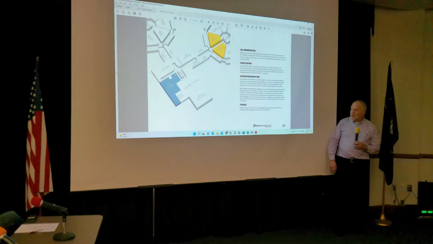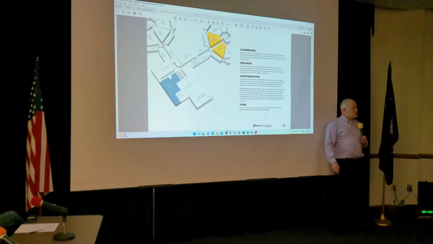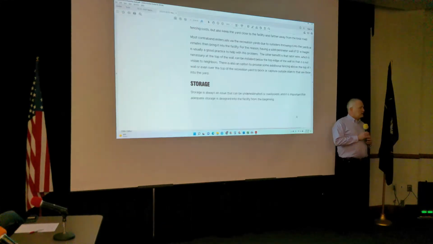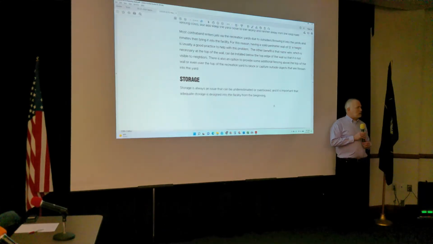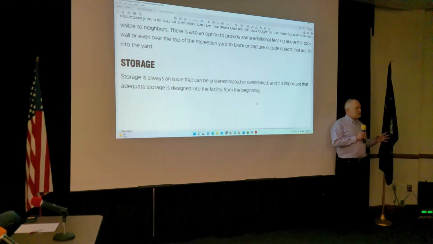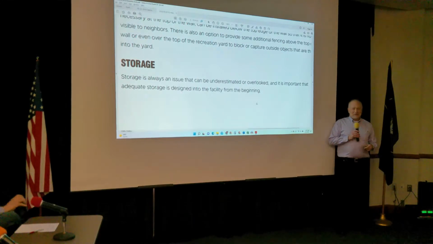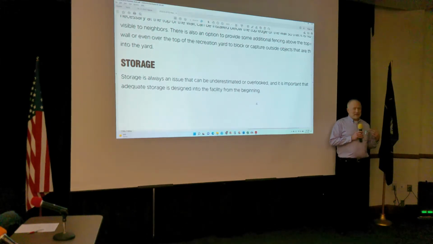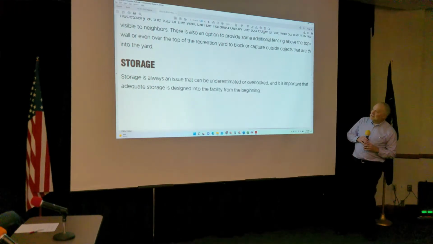So finally, storage is the thing in these types of projects that always gets underestimated. And whenever there's a budget crunch, the storage rooms get smaller. I think Sheriff Carpenter and Shalom can tell you that storage is at a premium in any jail. You need a lot of storage for lots of different things, so we don't want to shortcut that. Next slide, please.